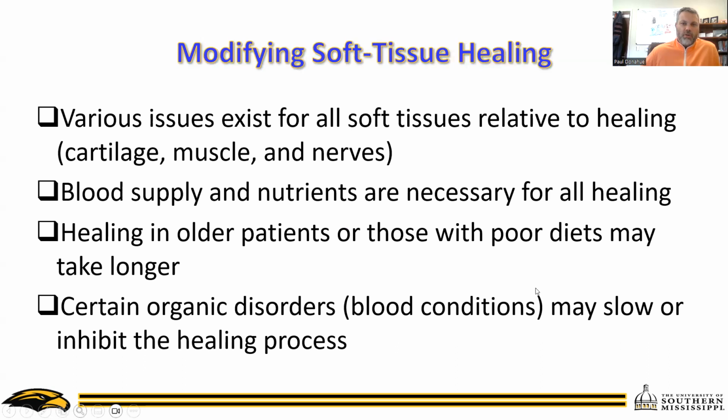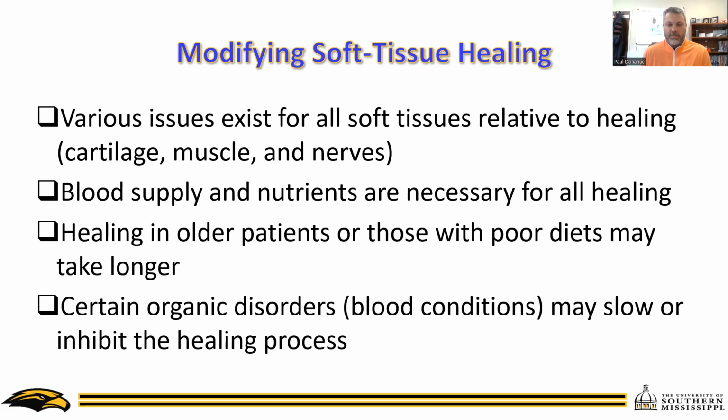So there are, like we said, various issues with each one of these, right? Whether that's blood supply, whether that is the rate at which tissues can heal, whether that is age. So there are some things that we can do to modify, right, the soft tissue healing process. There are other things that we cannot do, right? Age, no modification to that. Older people takes longer, right?